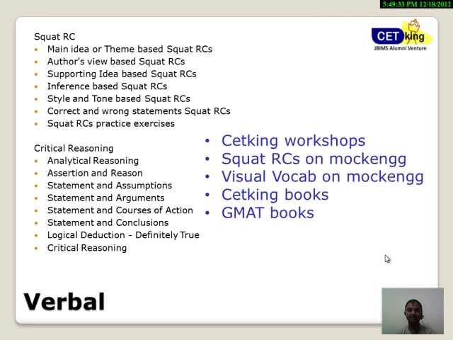So you'll find a problem if you are a non-CMAT taker, or not preparing for CMAT specifically, then there will be a problem in this area. So please work on these areas.